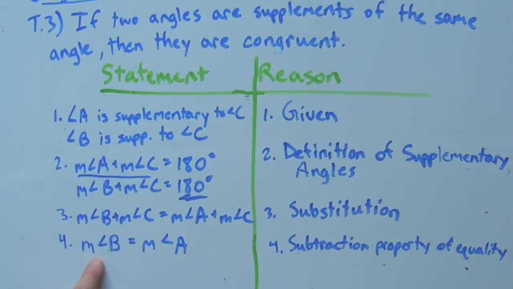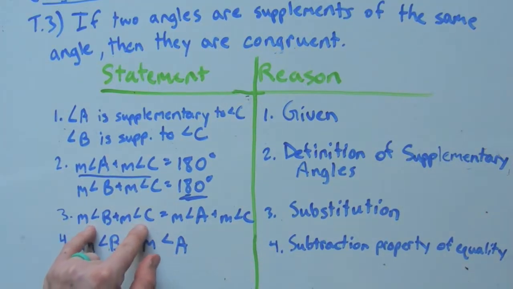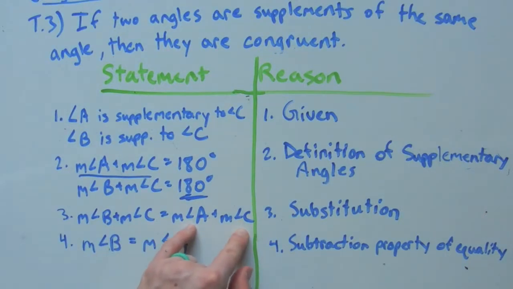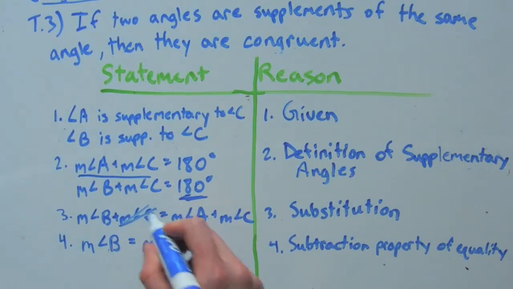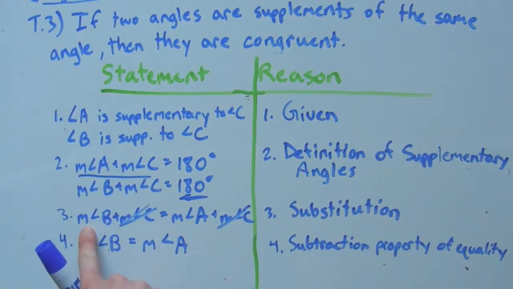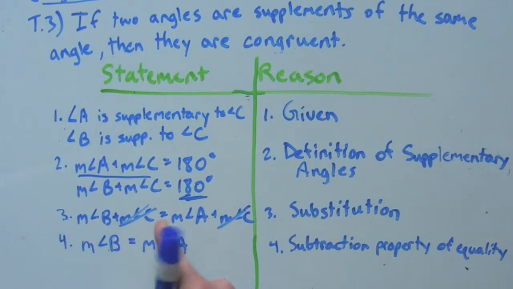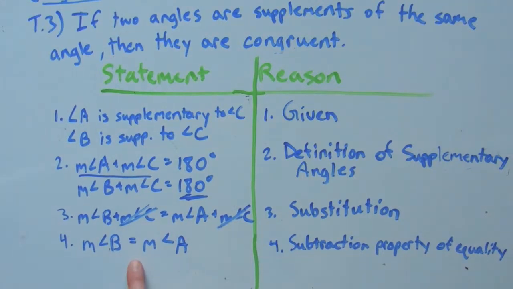Next, we have that the measure of angle B equals the measure of angle A by the subtraction property of equality. Remember, we can take away the measure of angle C from both sides. So when we subtract the measure of angle C from this side and this side, we're left with the measure of angle B equal to the measure of angle A. And that's how we got to step 4.